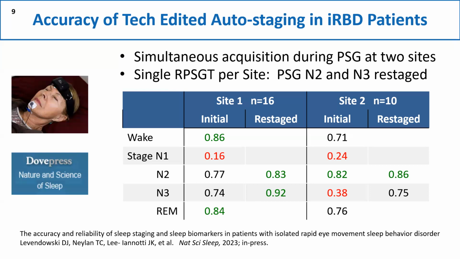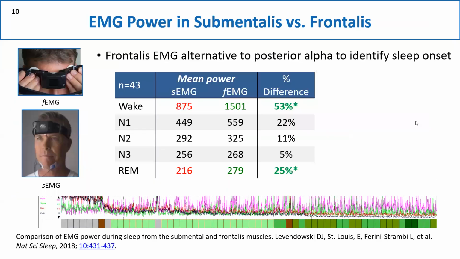And here you can see that the positive percent agreement for stage N1 improved by twice, but was still below that magical 0.8 number. We also had lower REM agreement at site 2, and this is something that we're continuing to investigate because obviously, as we start looking at REM sleep without atonia, it's going to be very important that the sleep profiler detection of REM is similar to what you might detect during polysomnography.